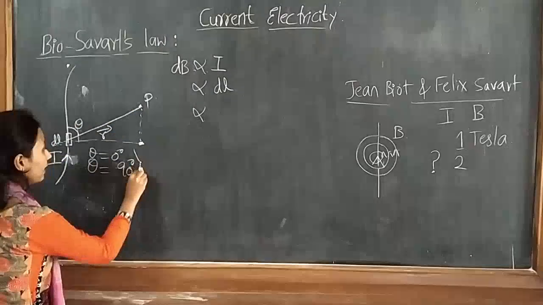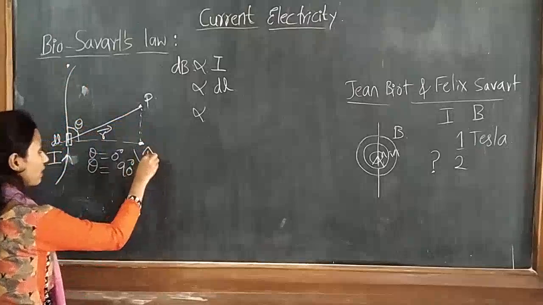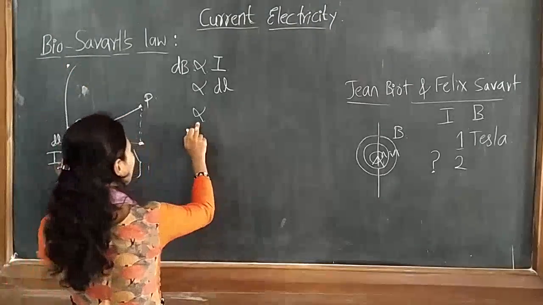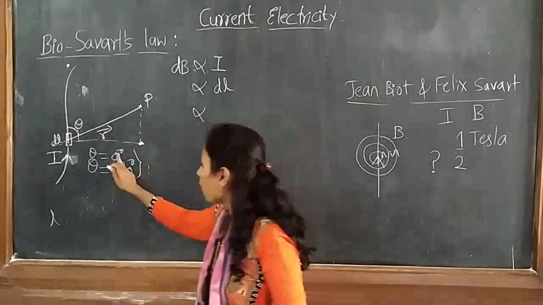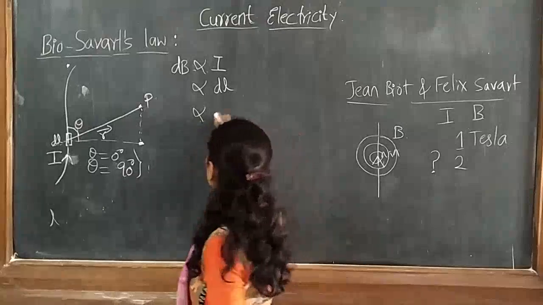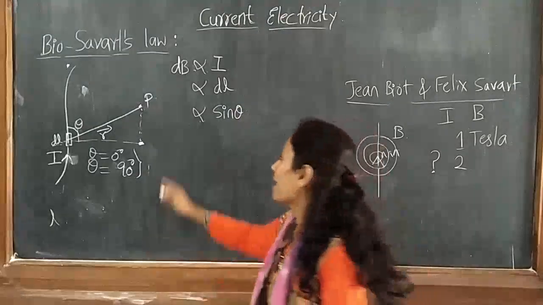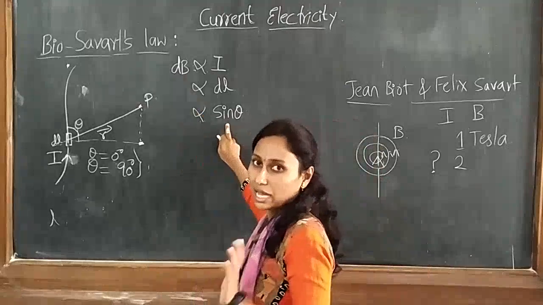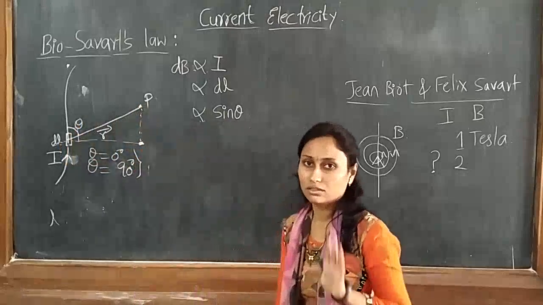So as the angle increases, the magnetic field created by this also goes on increasing. From this we get the conclusion that the magnetic field depends upon the angle, and as the angle increases, the magnetic field increases, isn't it? Can we say it depends upon the sine of the angle? Sin theta it is. That's why we came to know that the magnetic field depends upon the sine of the angle which is joining the current element and the point P.